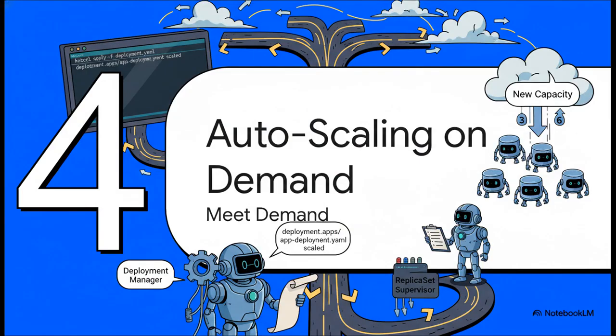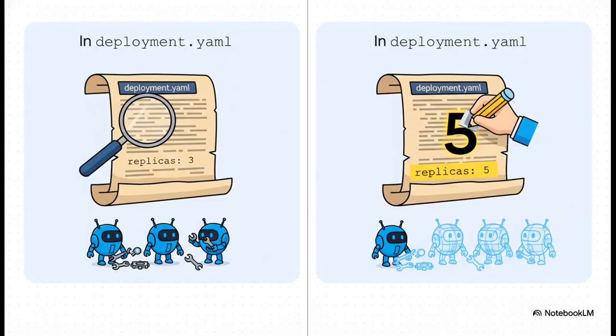Okay, so our app is resilient. That's amazing. But what happens when we get a sudden spike in traffic? We need to scale up. Let's see how we can do that on demand. You know what's great? We don't have to go mess with the running pods at all. We just go back to our blueprint, that YAML file, and we change one single number. We're just going to change replicas from 3 to 5. We're just declaring a new desired state.